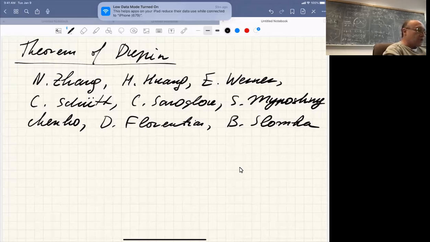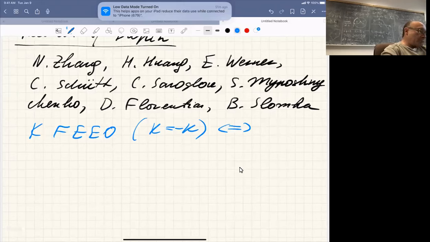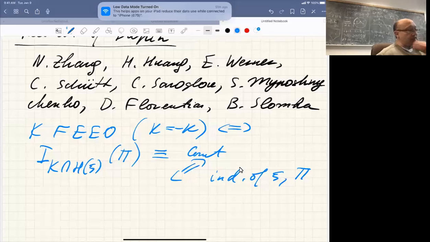So the theorem tells you the following. K floats in equilibrium in every orientation. I am going to cheat a little bit, but let's assume for simplicity K is minus K, because we don't have time, then I don't cheat at all. If and only if the moments of inertia of all of these sections by the water surface with respect to all lines passing through the center of mass are identically constant, and the constant is independent of psi and pi. So this is the condition. But maybe let me elaborate a little bit on this condition.